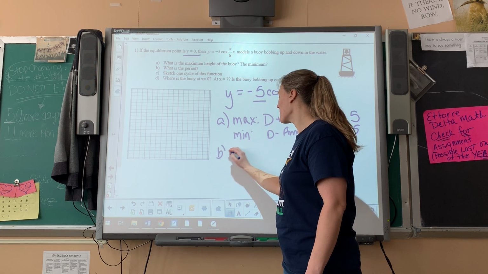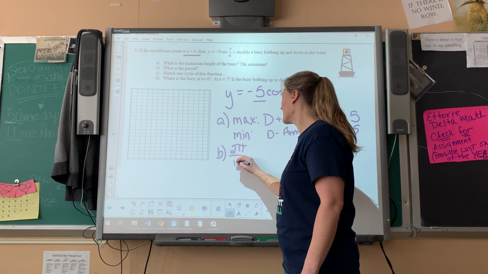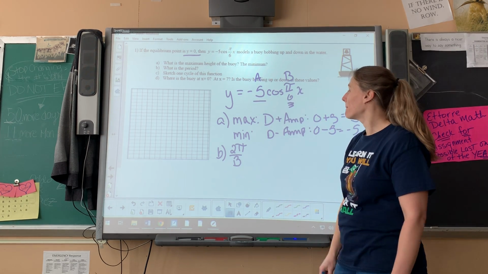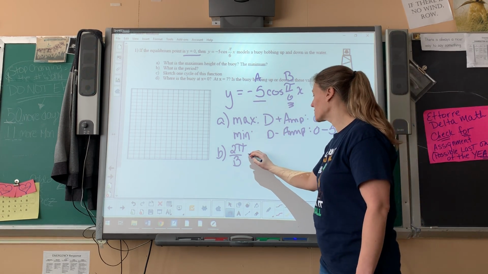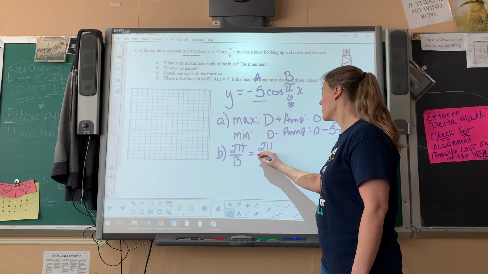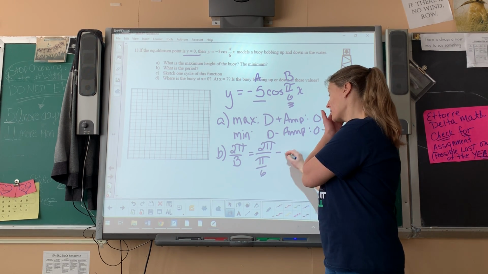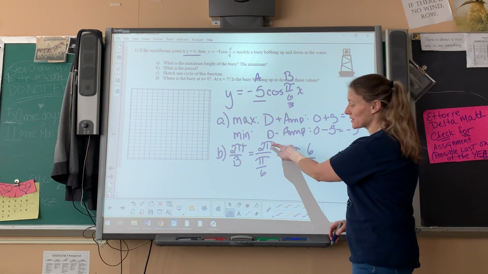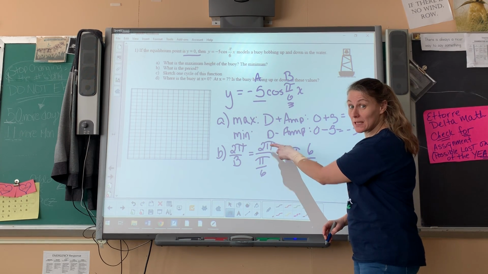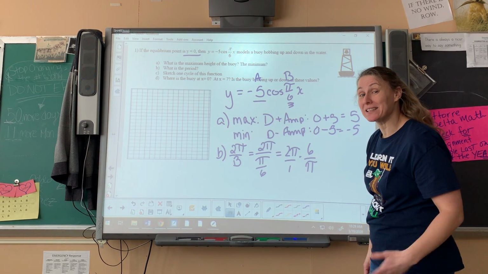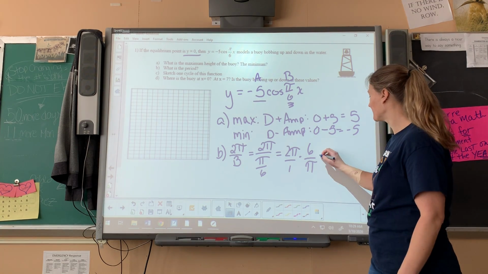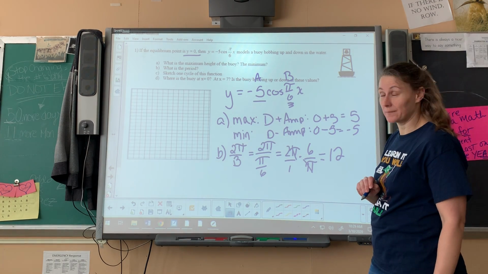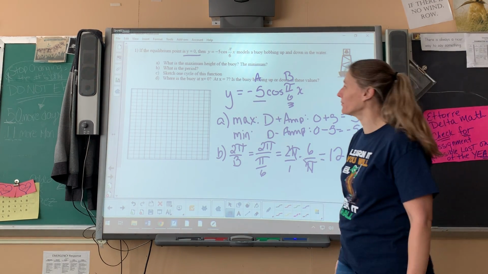So the period, remember, is 2 pi over b. This is b. Remember, this is a. B is a fraction. So it is equal to 2 pi over pi over 6. So that's 2 pi times 6 over pi. So remember, it's keep, change, flip. Keep, change, flip. Trying to speak loud, but who knows. So the pi's cancel out. So the period is 12. 12 seconds probably, I assume.